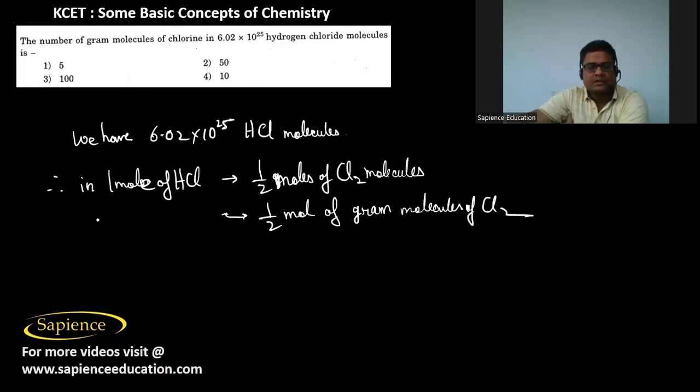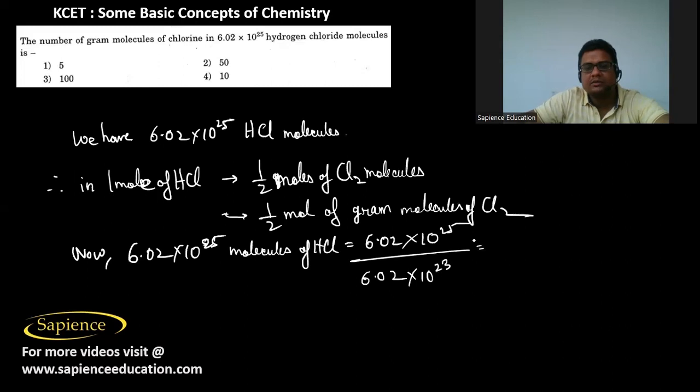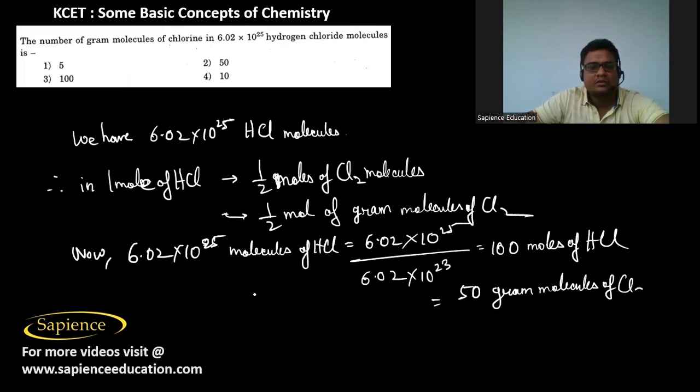Now, 6.02 into 10 power 25 molecules of HCl means 6.02 into 10 power 25 divided by the Avogadro number, which is 6.02 into 10 power 23, that is equal to 10 power 2, which is 100 moles of HCl. So it will have half into 100, meaning 50 gram molecules of chlorine. So option 2 is the correct answer.